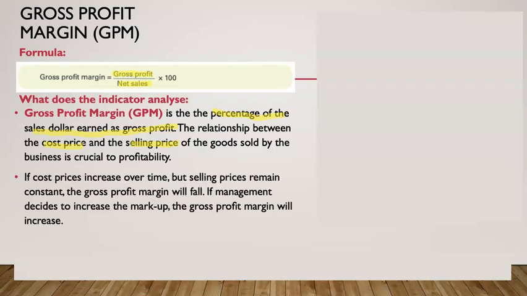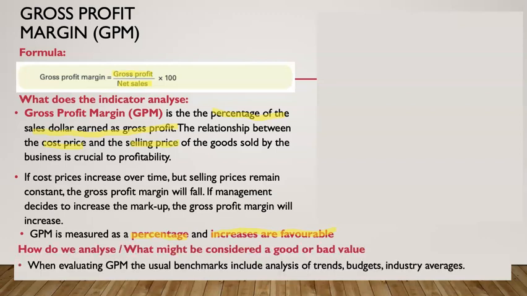If the cost prices increase, but the business can't keep increasing its selling price, so the selling price remains constant, the gross profit margin will fall. But if the business has the ability to increase the markup as the costs increase, the gross profit margin will increase, which is what we want it to do. Because a gross profit margin is measured as a percentage and increases are favourable. How do we analyse it? We look at trends, budgets, and industry averages, and we want it to go up.